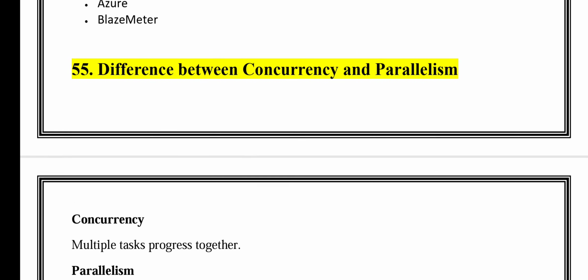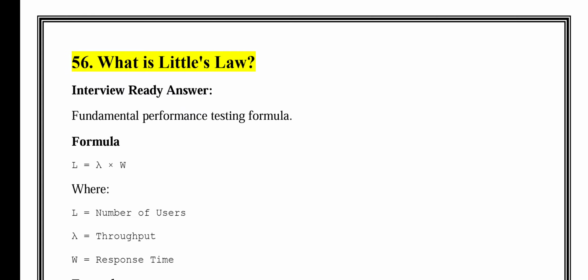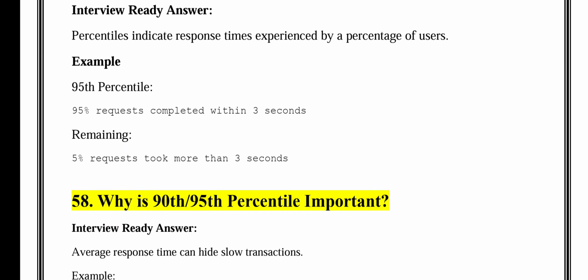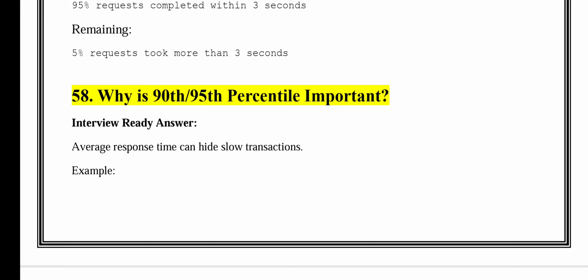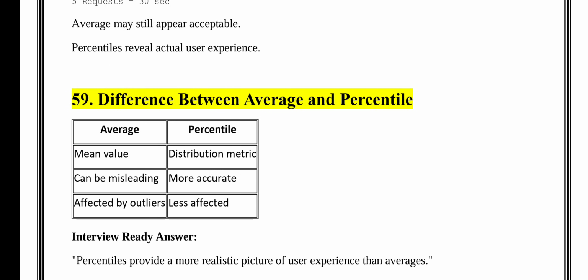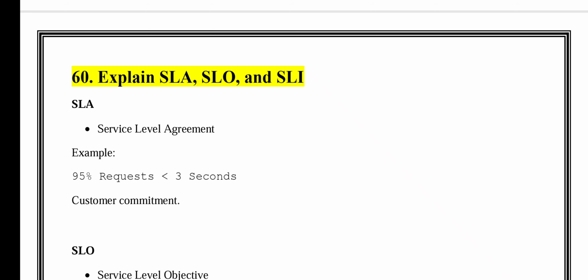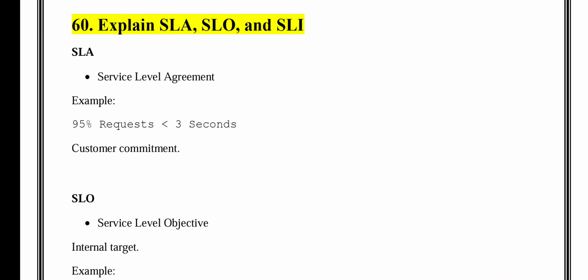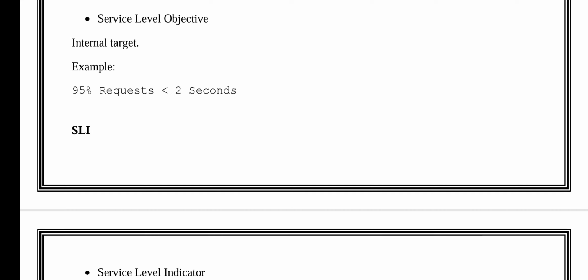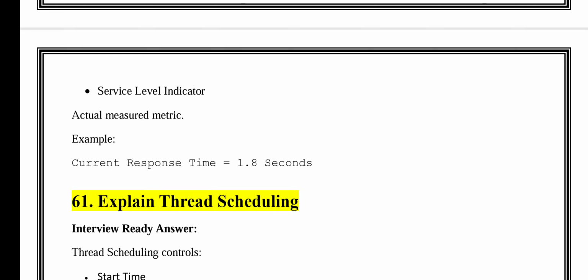Difference between concurrency and parallelism. What is Little's law? What are percentiles? Why is the 90th or 95th percentile important? Difference between average and percentile. Explain SLA, SLO and SLI. SLA stands for service level agreement, SLO stands for service level objective, and SLI stands for service level indicator. I can explain with a definition and a sample example.